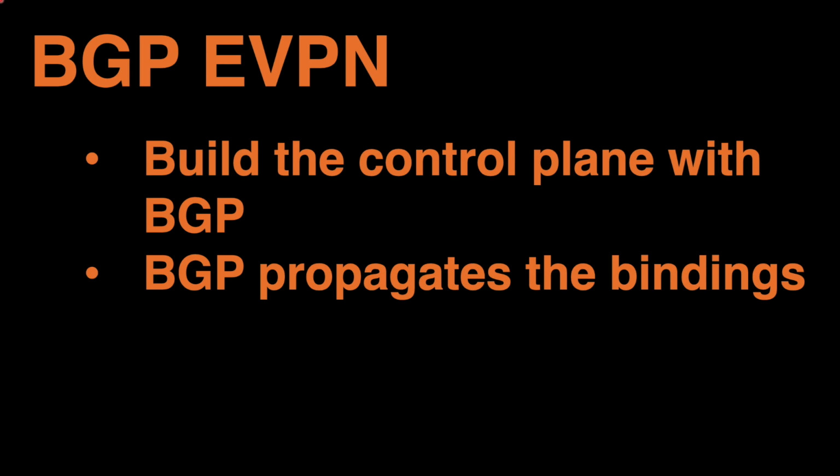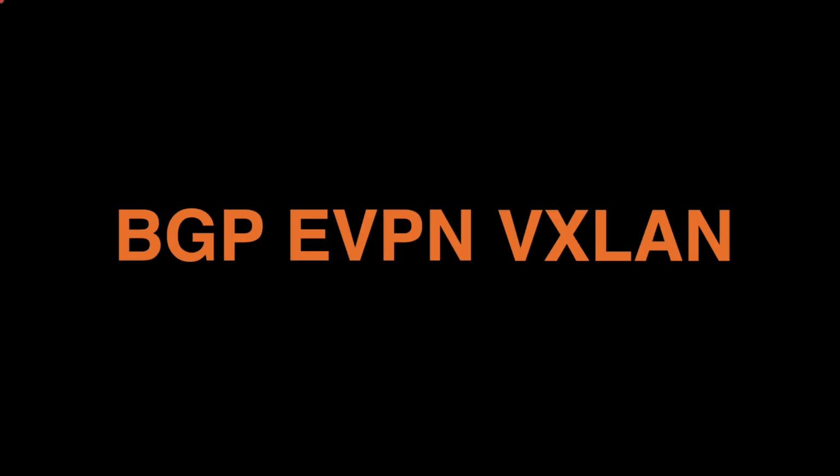We can build a view of the network using this control plane, which, if you know anything about BGP, is much more scalable. It's not going to time out like the issues that we've seen there with the data plane learning. So effectively, BGP EVPN VXLAN is not just one bound up solution. It's actually two different distinct parts.